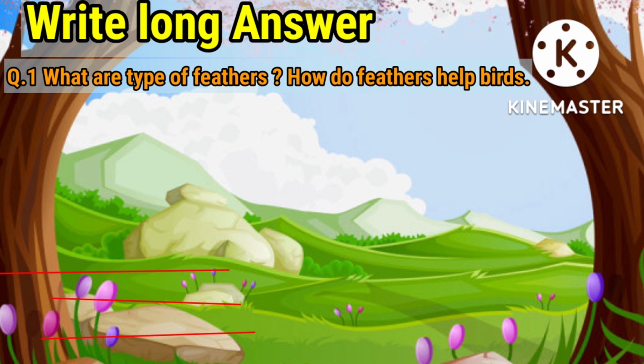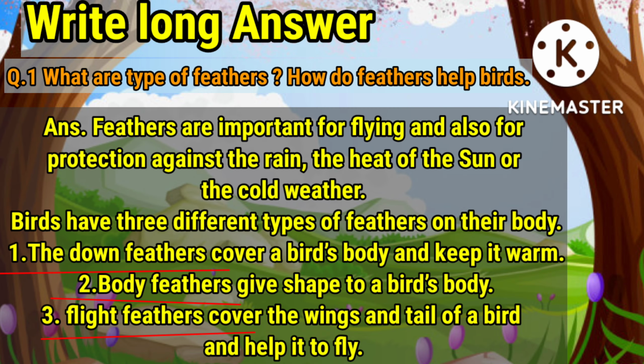Question number 1. What are the types of feathers? How do feathers help the bird? Answer. Feathers are important for flying and also for protection against the rain, the heat of the sun or the cold weather. Okay, birds have 3 different types of feathers on their body.